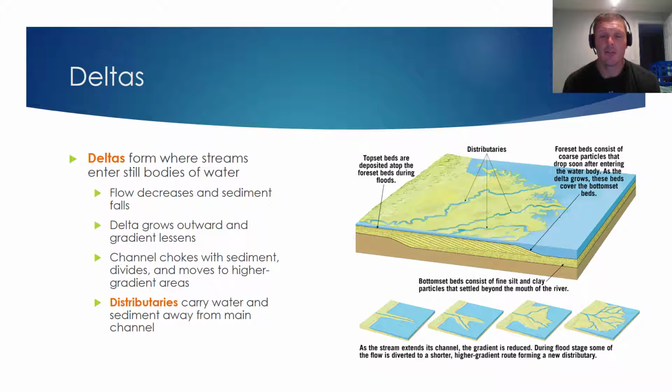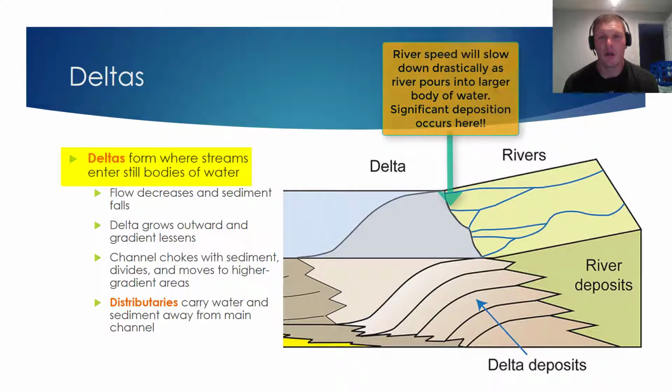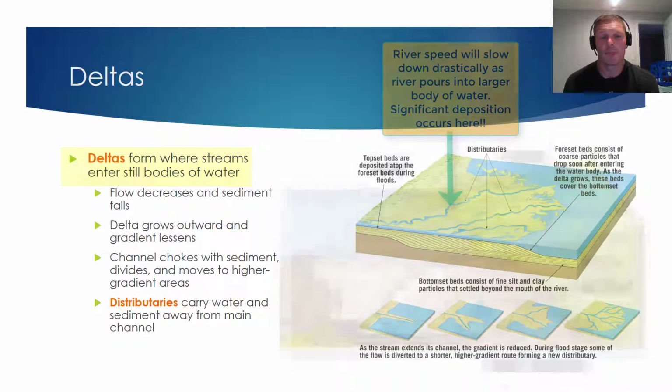A great example of depositional features in streams are deltas. Deltas will form where streams enter still bodies of water. For example, if a river flows into, say, the Gulf of Mexico, the stream velocity will almost grind to a halt where the river meets the Gulf. And when that water slows down, there will be a significant amount of deposition occurring.